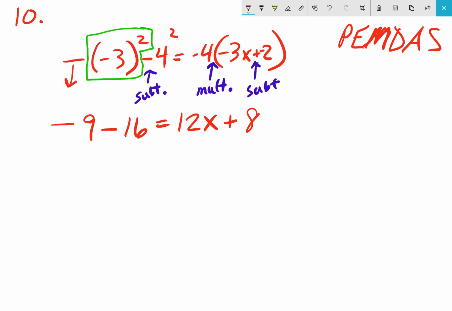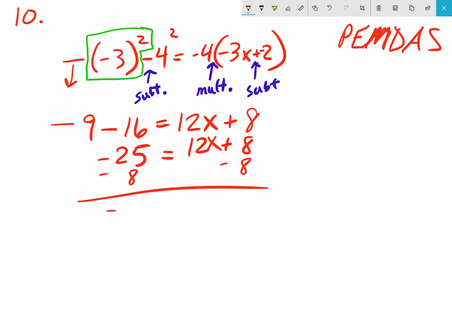All right, now you can just do your subtraction here. -9 minus 16 is -25. 12x plus 8. Now you can subtract, oops, forgot my x. You can subtract 8 on both sides.